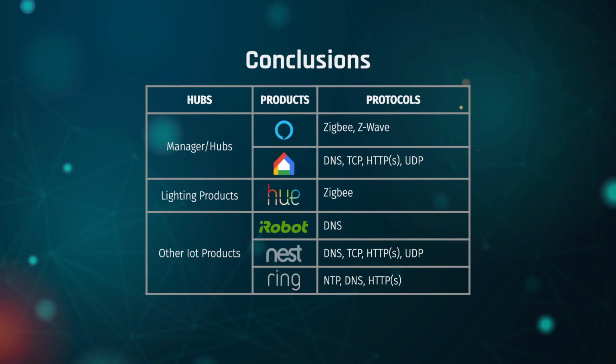Here are the protocols in use for the various IoT products that are commonly found in smart homes. Manager hubs like Alexa and Google Home use Zigbee, Z-Wave, DNS, TCP, HTTP, and UDP protocols. Lighting products like Philips use Zigbee, whereas other IoT products like Roomba, Nest, and Ring use DNS, TCP, HTTP, and UDP to communicate with the respective servers.